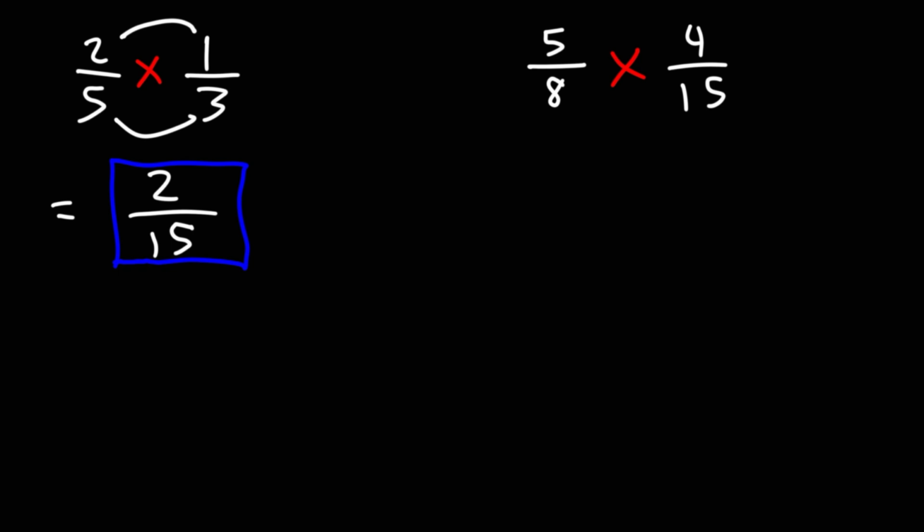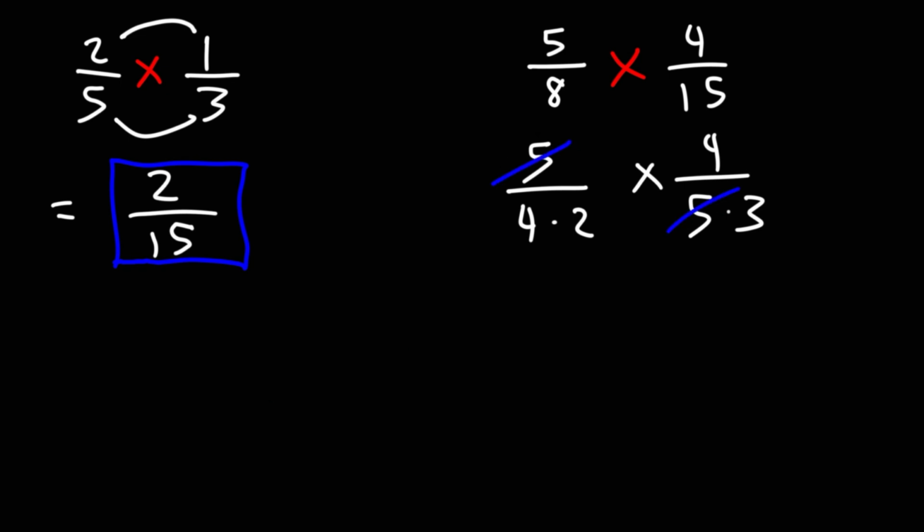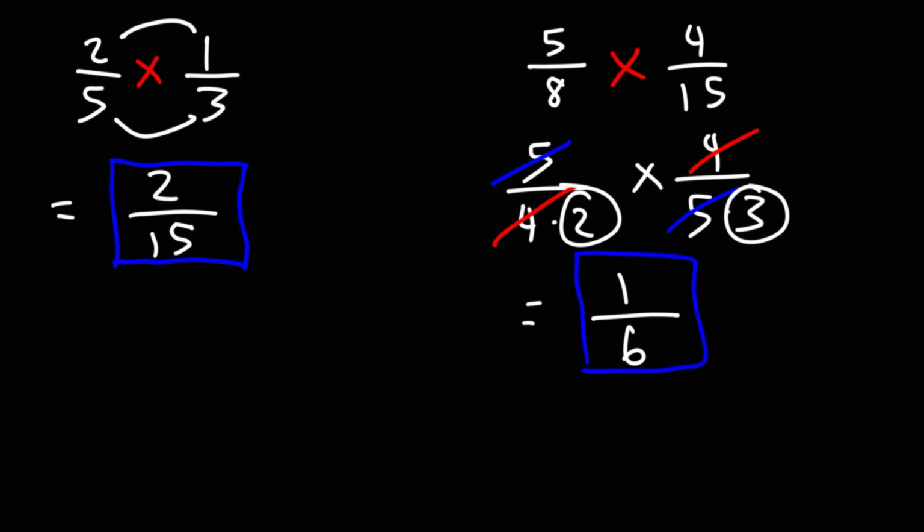For the second example, we can multiply across, but if we do, 8 times 15 will give us a big number. So to avoid that, we want to multiply these two fractions using the cancellation method. 8, I'm going to break down into 4 and 2, and 15, I'm going to break down into 5 and 3. So notice that we could cancel a 5, and we could cancel a 4. Now we don't have any number remaining on the top, so we're just going to put a 1. 4 divided by 4 is 1, and 5 divided by 5 is 1. So that's why we put a 1. On the bottom, we have 2 times 3, which is 6. And so that will give us the answer, 1 over 6.